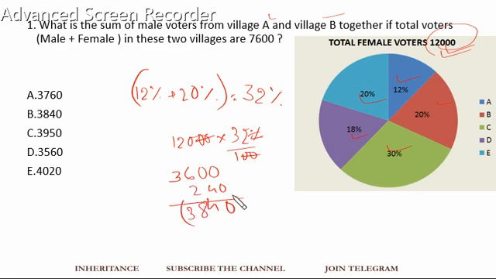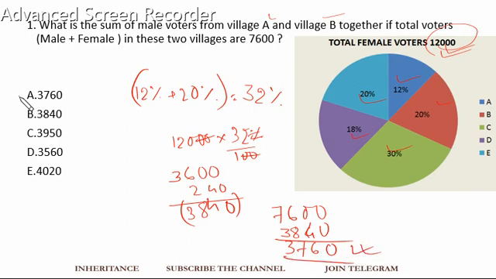So females are 3840 in these two villages, and total is 7600. So how many male voters are there? 7600 minus 3840 is 3760. Okay, so option A is the correct answer. I hope you got it. Let's see the next question.